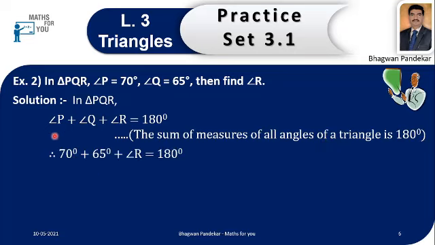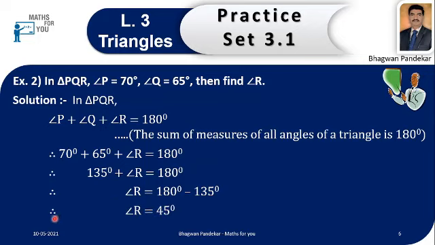So therefore, putting the values of angle P and angle Q in this equation, we can write 70 degrees plus 65 degrees plus angle R is equal to 180 degrees. So 135 degrees plus angle R is equal to 180 degrees. So angle R is equal to 180 degrees minus 135 degrees. So angle R is equal to 45 degrees. So the final answer is angle R is equal to 45 degrees.